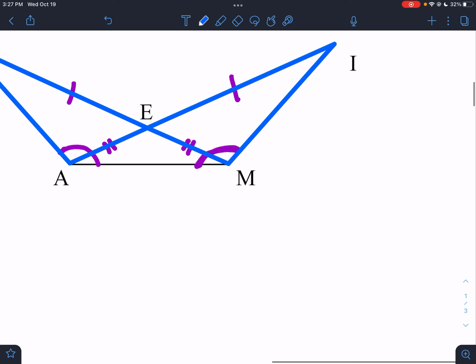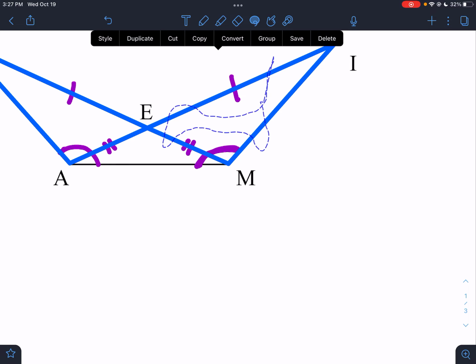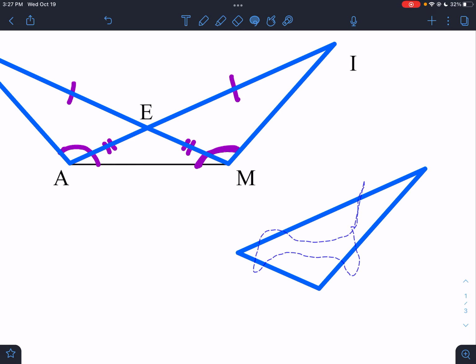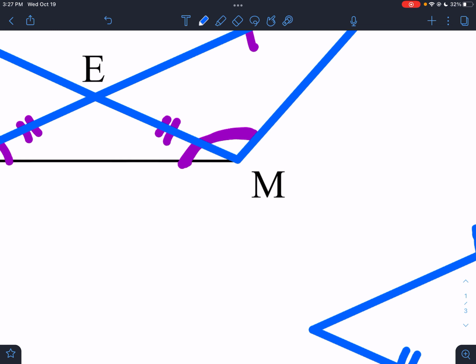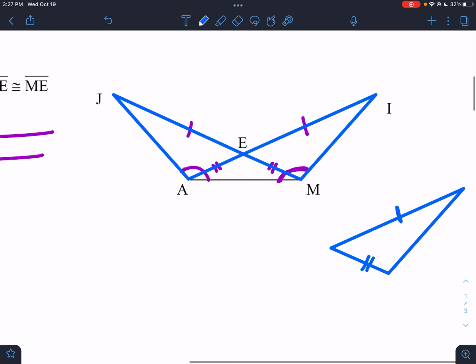So I'm going to draw it off to the side. If I copy and paste that, here's my triangle. What are the parts that we know? We know that we have this side with a match. We have this side with a match. That's it. This entire corner is not used. We have just this part, but we don't have the individual pieces. So we look at the picture.